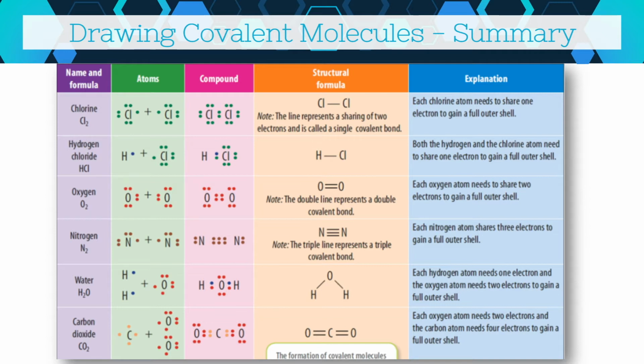Our oxygen, remember, had two pairs of electrons between them, so they've got two lines because that's a double bond. Nitrogen gas is really interesting. It actually shares three pairs of electrons between the two nitrogens. So that's a triple bond, and it's got three lines to represent that. Then we've got water and carbon dioxide down there, and on the right in the blue column is an explanation as to why they've bonded this way. So you can pause the video and have a read through that if you'd like.